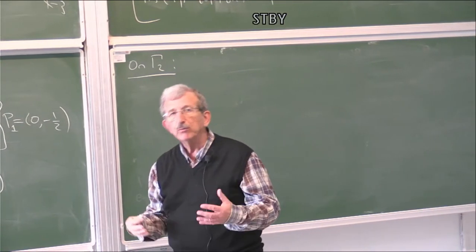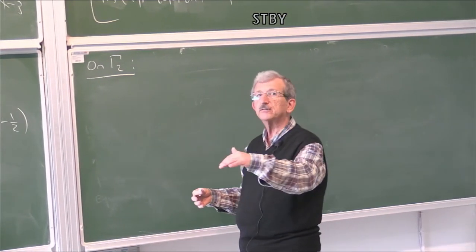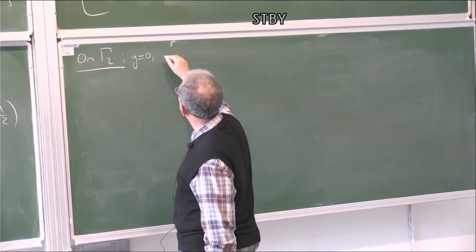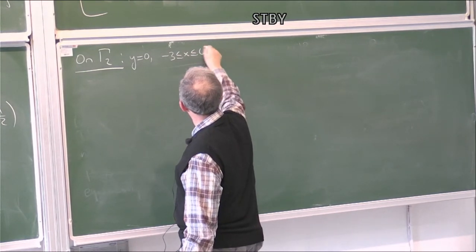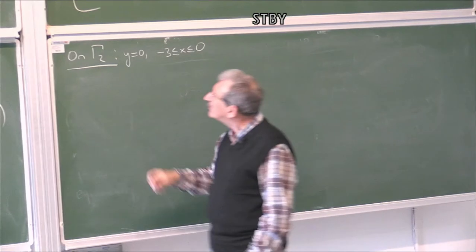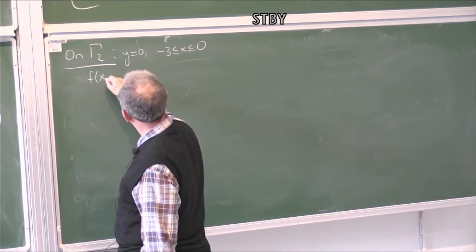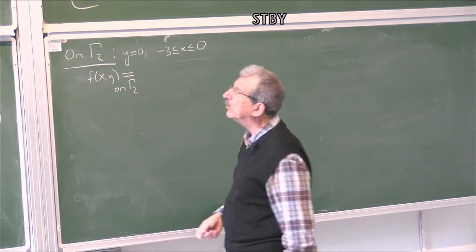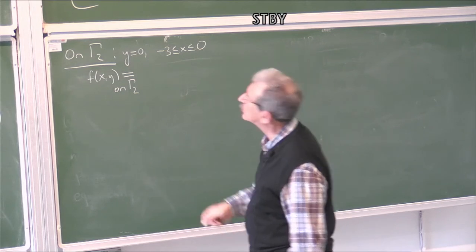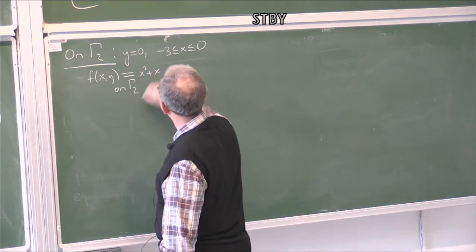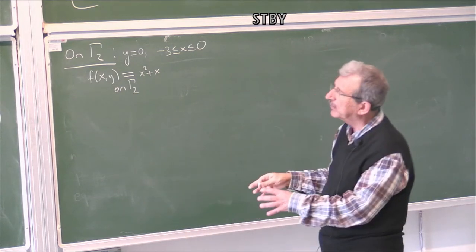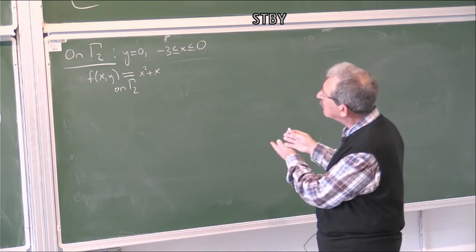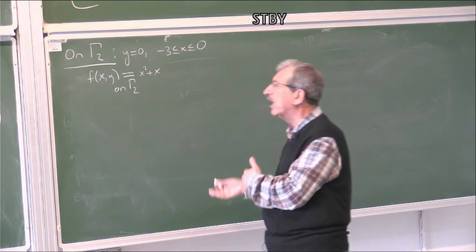Okay. Now let us look at gamma 2. What is gamma 2? Gamma 2 is just the x-axis, so y is 0 there. But x is not unrestricted. It is between minus 3 and 0. On gamma 2, that is y is 0, my function simply gives x squared plus x, which is exactly the same problem as in the previous case, but x and y are interchanged. The interval is the same, the function is the same, but instead of y, we now use x.